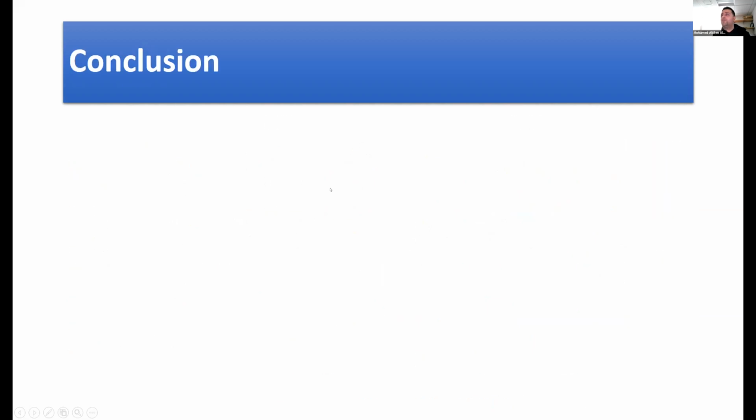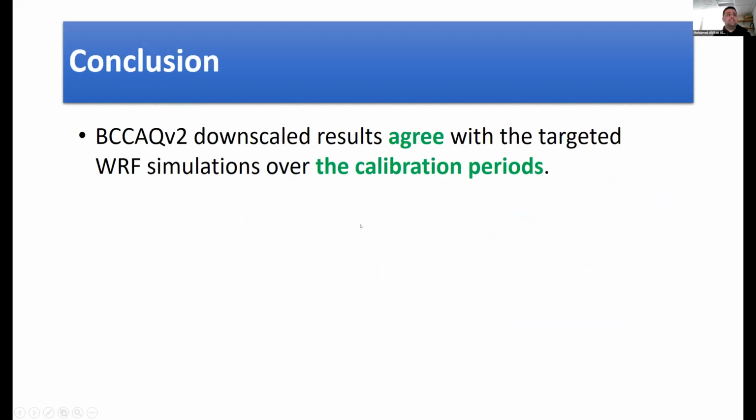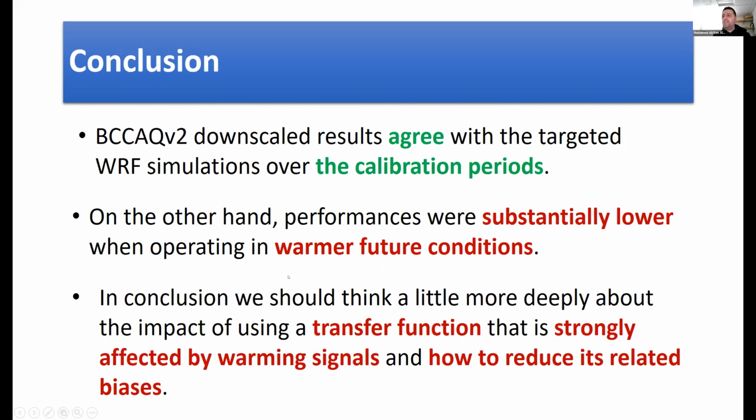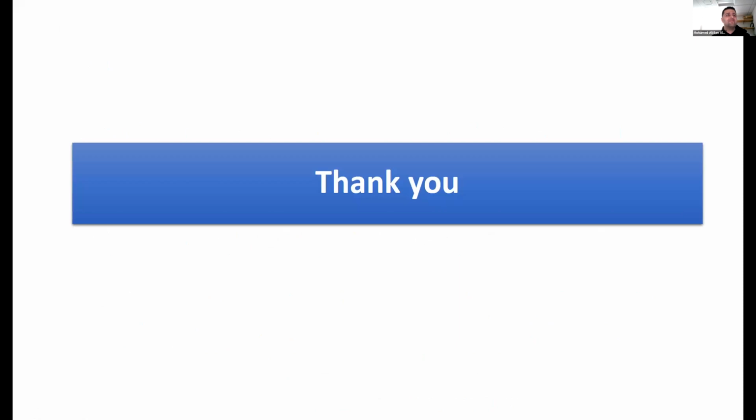So in conclusion, BCCAQ downscaling results agree with the targeted WRF simulation over the calibration periods. However, performance was substantially lower when operating in warmer future conditions. And we should think a little more deeply about the impact of using a transfer function that is strongly affected by warming signals and how to reduce its related bias. So thank you so much.